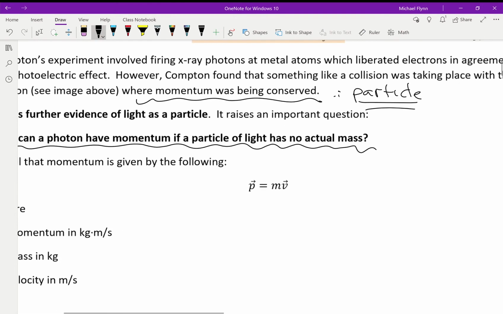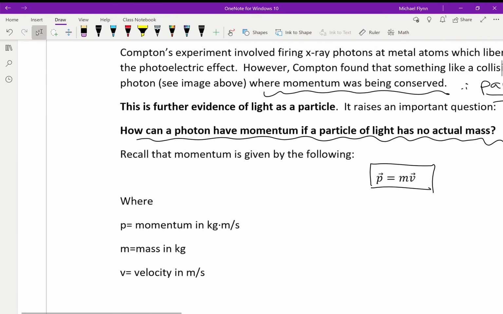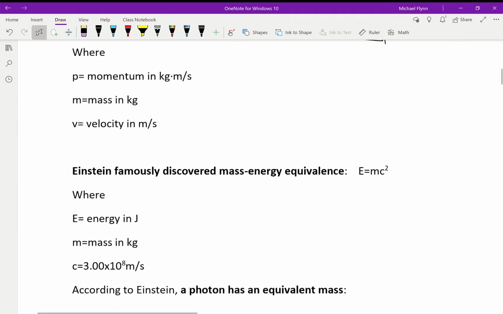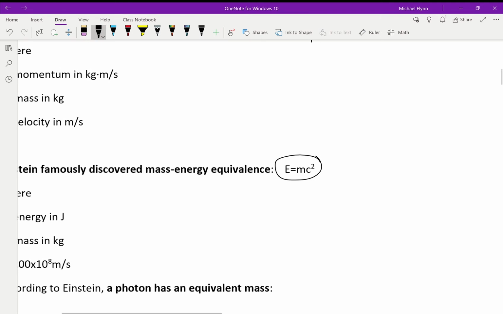But here's the deal. I'm going to show you just a little review. Remember, momentum is mass times velocity, okay? Well, if mass is zero, how can the light have any momentum? Well, Einstein has this famous equation, E is equal to mc squared. See, what a photon is, is energy. And energy has what we call an equivalent mass. It's not real mass, but there's an equivalent mass.